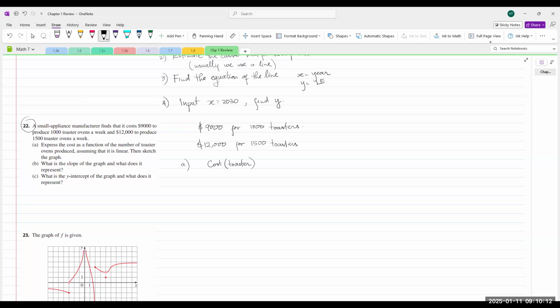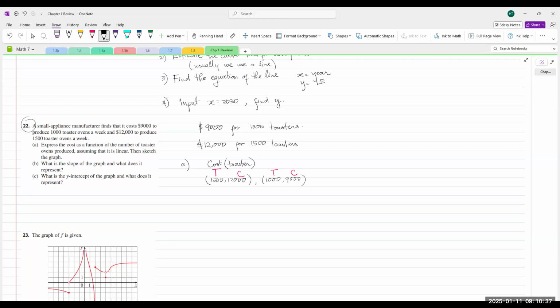Okay. So let's rewrite this then as a coordinate: 1,500 toasters for $12,000. That's one of the coordinates. 1,000 toasters for $9,000. So I write it as a coordinate first, where this is the number of toasters, and this is the cost.